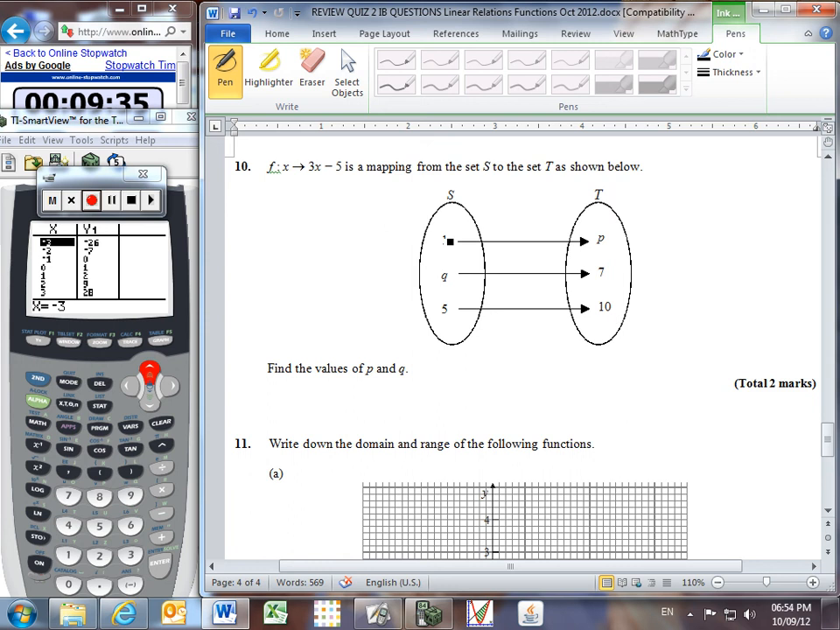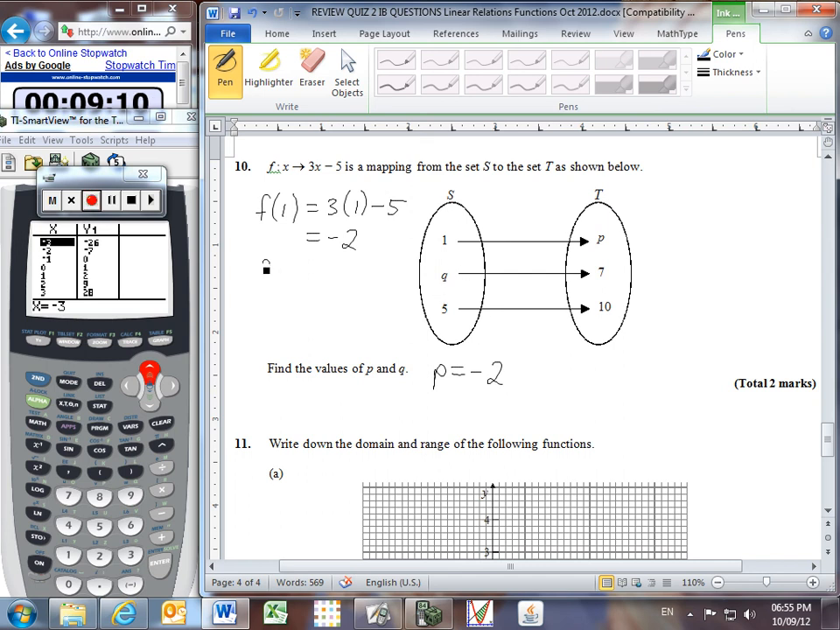Alright, so we need to find out if 1 is mapping to a range element of p. 1 is an x value, isn't it? So let's type it in. It's our x value, and so we're going to have 3 times 1 minus 5, which gives us negative 2. So that means that 1 is mapping to negative 2, and we can conclude then that p is equal to negative 2.